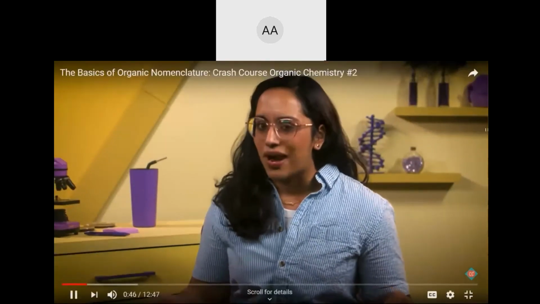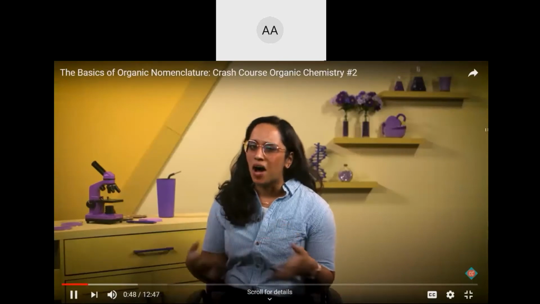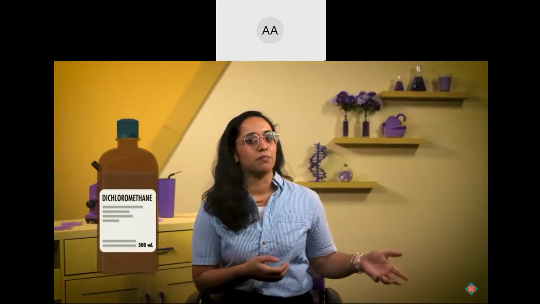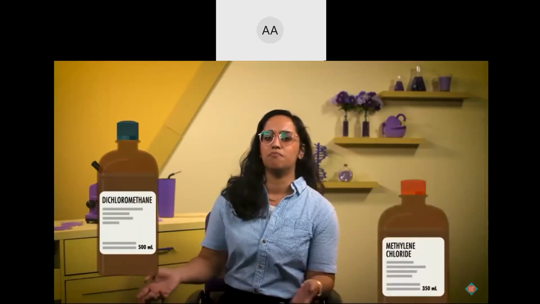Language is complicated, and it can be especially confusing in the chemistry lab. If we ask our lab partner to pass the dichloromethane and they hand us a bottle labeled methylene chloride, is that the same chemical or not?